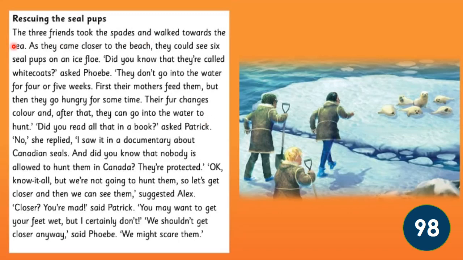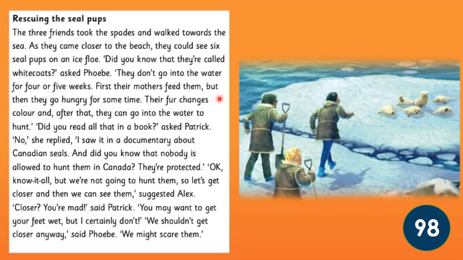Okay, so as you see here in the picture, our 3 friends, Alex, Phoebe, and Patrick, are in a new place right now. They are in the North Pole. They are going on a tiny adventure to take a look at the pups, maybe. They are looking for seal pups, to look at them and maybe study them. So the 3 friends took their spades and walked towards the sea, and when they reached the sea, they saw 6 seal pups.